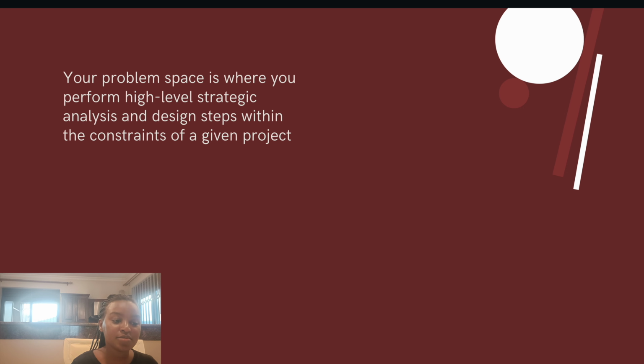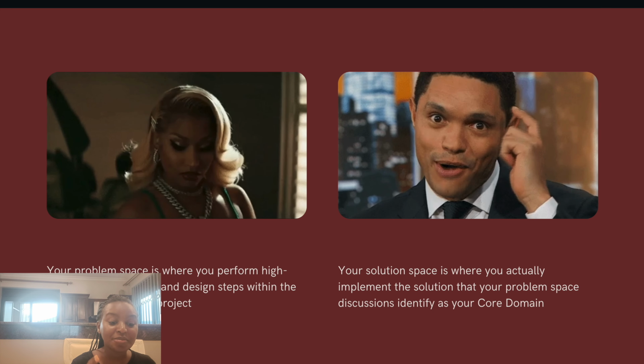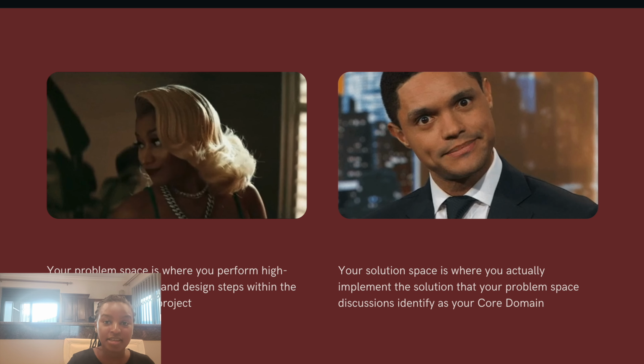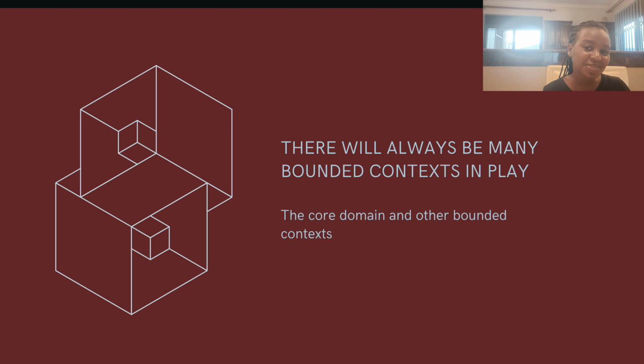What do we mean when we say problem space? It is where you perform high-level strategic analysis and design steps within the constraints of a given project. And this is what we mean when we say solution space. It's where you actually implement the solution that your problem space discussions identify as your core domain. We have introduced a new term there called core domain. I think we'll come back to it when we're dealing with subdomains. There'll always be many bounded contexts in play, the core domain and other bounded contexts.